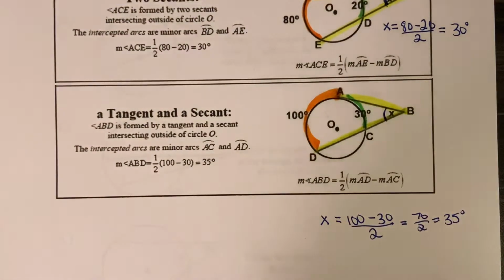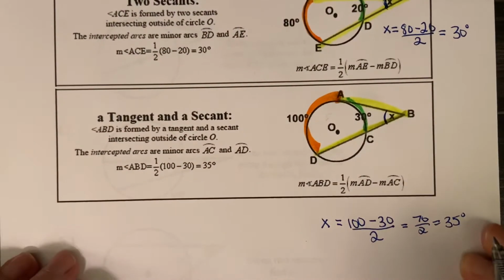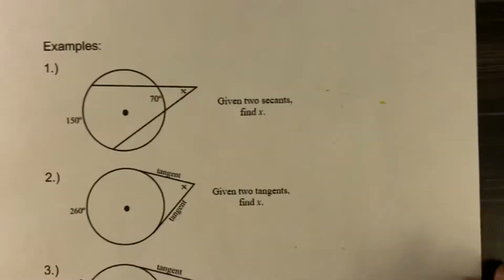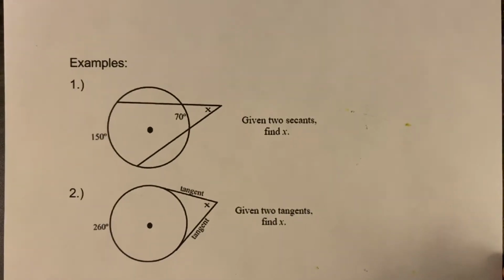We're only going to do 5 examples. This is a pretty easy set of rules. We're going to look at a bunch of different scenarios, and then you can try the homework.